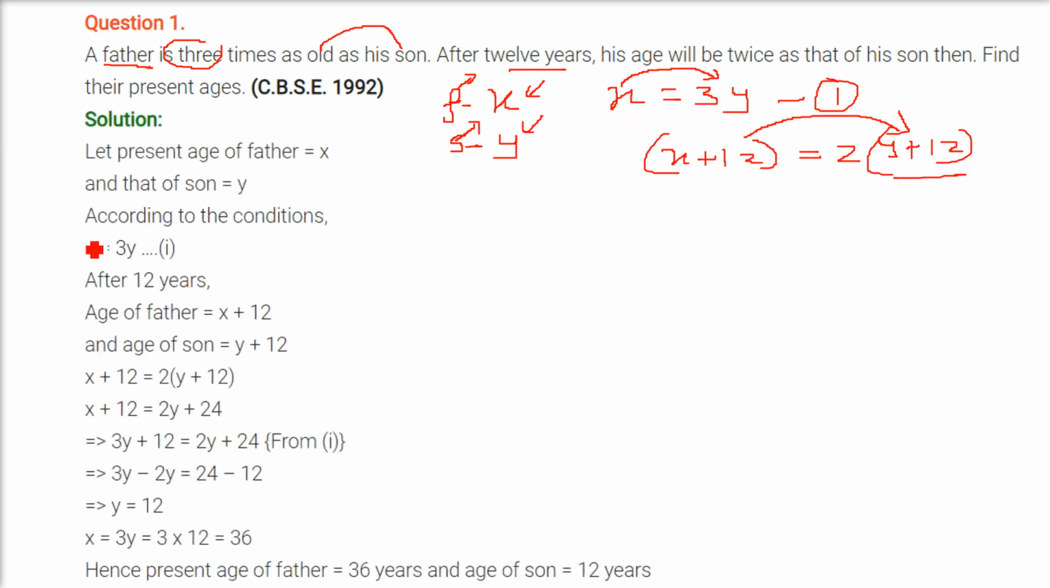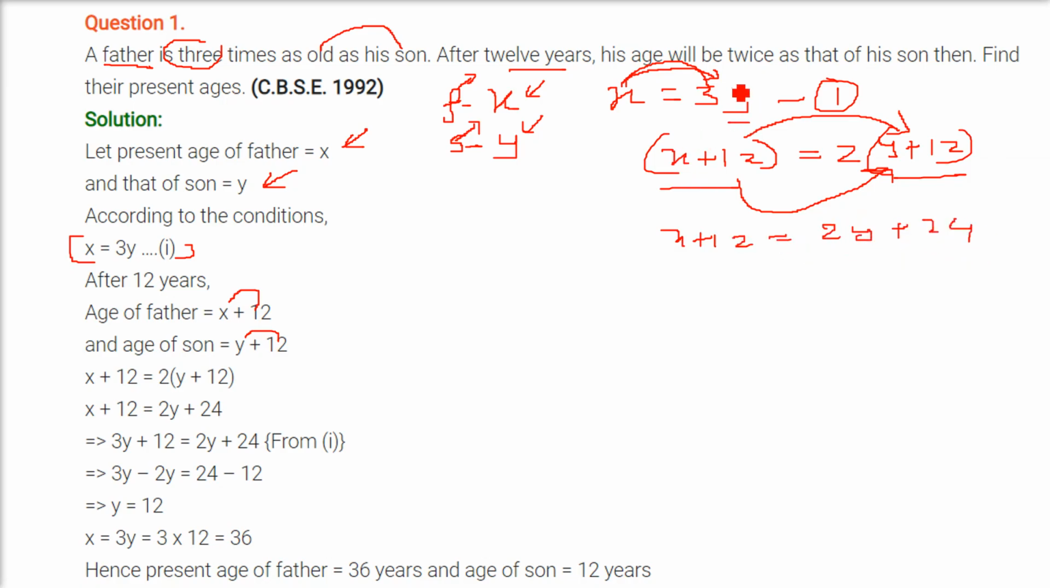Now the equations are like this. First is X equal to 3Y. So present age of father is X if we assume son as Y, that is, the present age of father is 3 times that of son. After 12 years, we add 12 to father, 12 to son, and then the father is 2 times as old as his son. So X plus 12 equal to 2 into Y plus 12, so X plus 12 will be equal to 2Y plus 24.